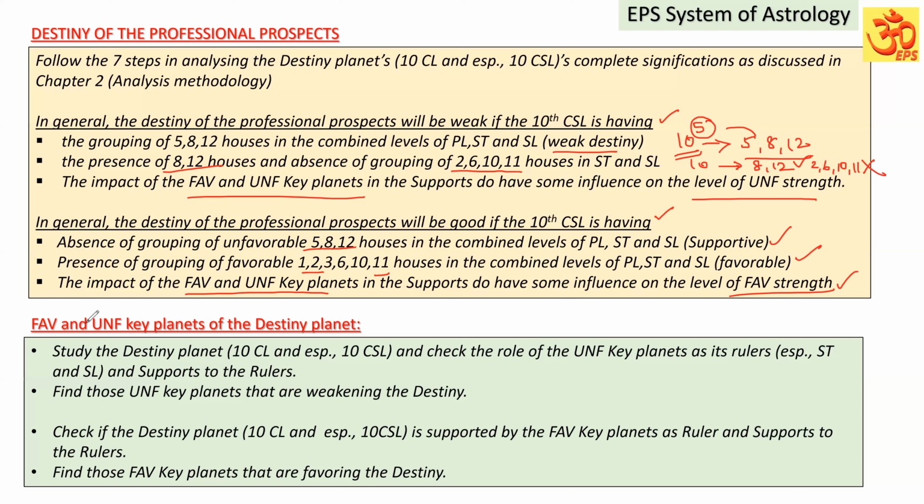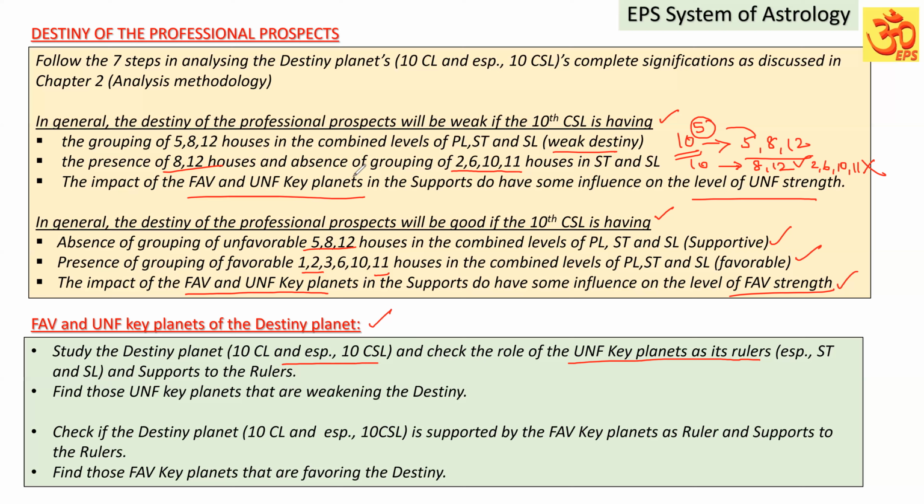Now, favorable and unfavorable key planets of the destiny planet, we have to look at it. When you are studying the destiny, we have to look at the key planets which are making the destiny planet favorable and/or unfavorable. Study the destiny planets, the 10th cuspal lord and especially the 10th cuspal sublord, and check the role of unfavorable key planets as its rulers, especially star level and sublevel, and supports also to the rulers. It means what?